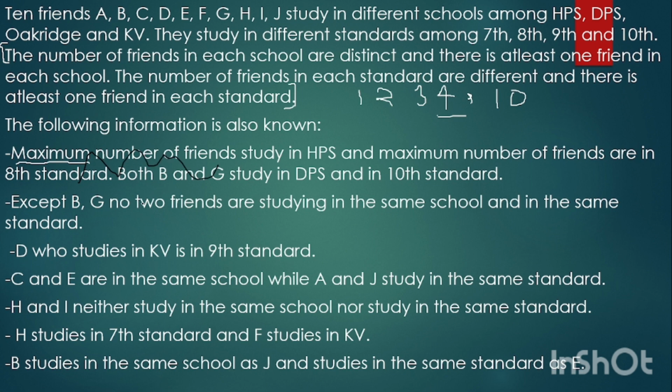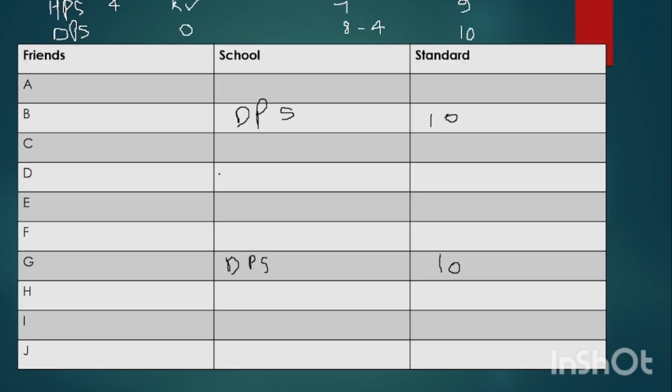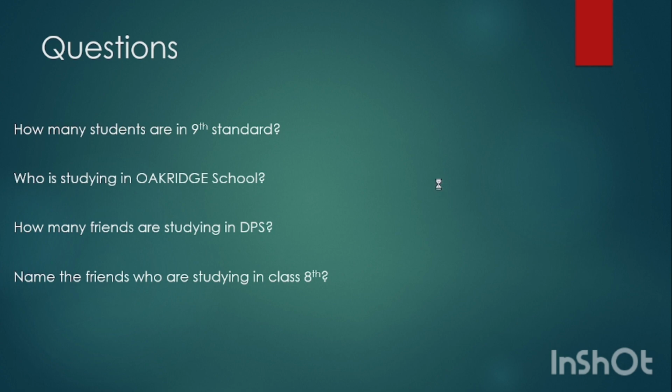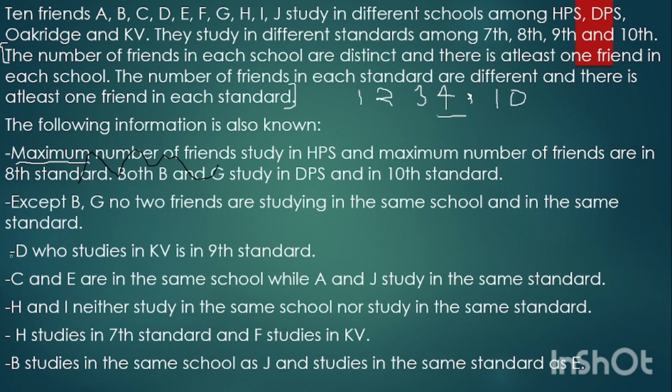Except B and G, no two friends are studying in the same school and are in the same standard. It means every same school will have different standards. Okay. D who studies in KV is in 9th standard. So D who is studying in KV is in 9th standard. Got that? Then we are done with this one as well.